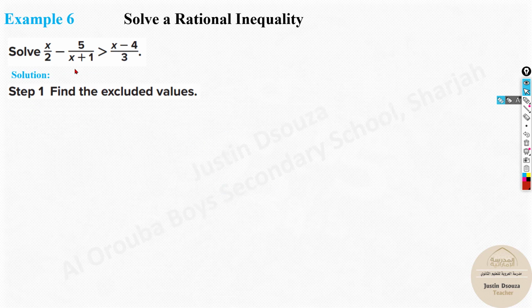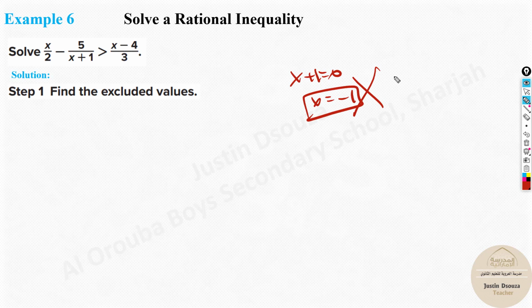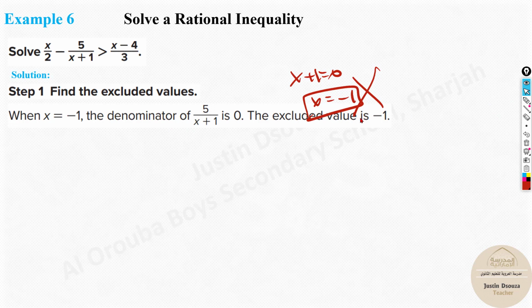Now, the first step is the excluded values. What are excluded values here? Excluded values are the values which will make the denominator 0. So those are excluded. Here there is a number, but here x plus 1 is equated to 0. So you just have to solve it. x plus 1 equals 0, x equals negative 1. So when x is negative 1, it is undefined, so this must be excluded. So the excluded value is minus 1.